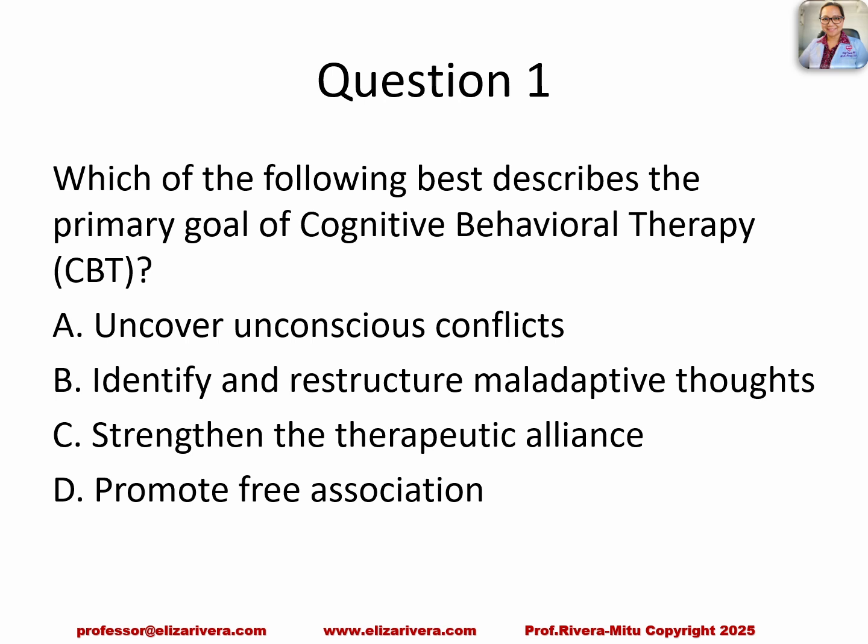A. Uncover unconscious conflicts. B. Identify and restructure maladaptive thoughts. C. Strengthen the therapeutic alliance. Or D. Promote free association. You can pause here if you need time to think. And the correct answer is B. Identify and restructure maladaptive thoughts.